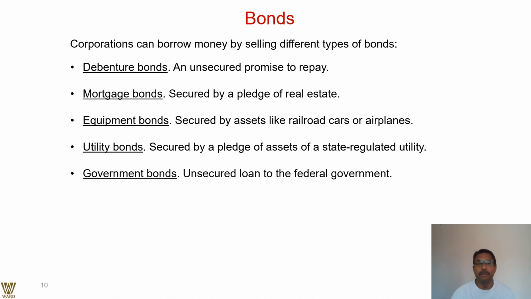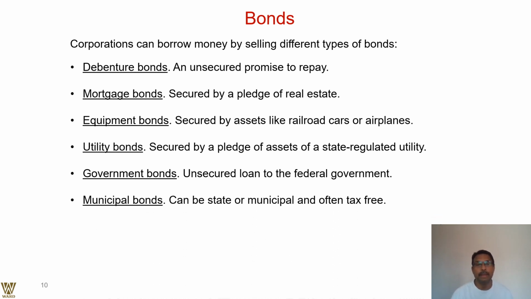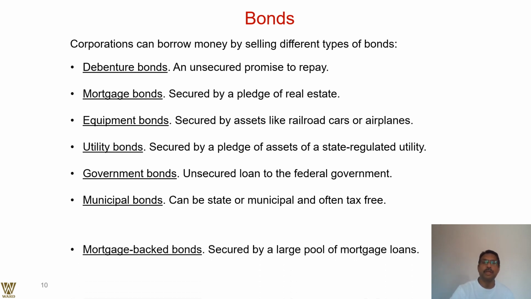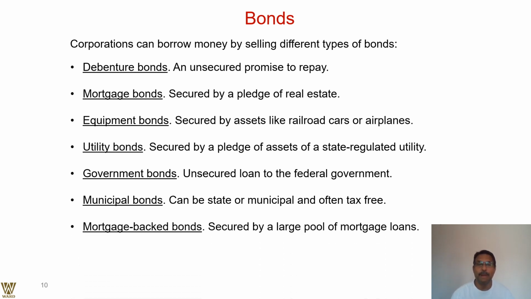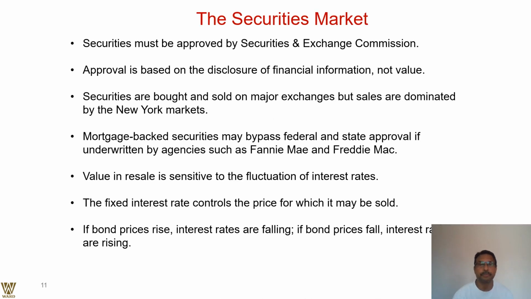We have the government bonds, an unsecured loan to the federal government, almost as good as secured, but still unsecured at the end of the day. Municipal bonds can be state or municipal, and often are the most tax free bonds that can be given. Mortgage backed bonds are secured by a large pool of mortgage loans per se.